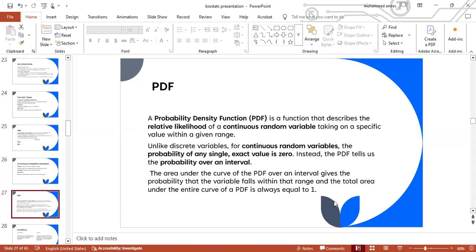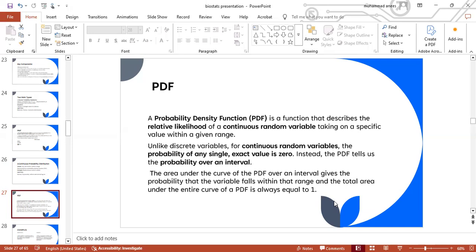Now, what is a PDF? A probability density function is a function that describes the relative likelihood of a continuous random variable taking on a specific value within a given range. Unlike discrete variables, for continuous random variables the probability of any single exact value is 0, which is in contradiction with the PMF.